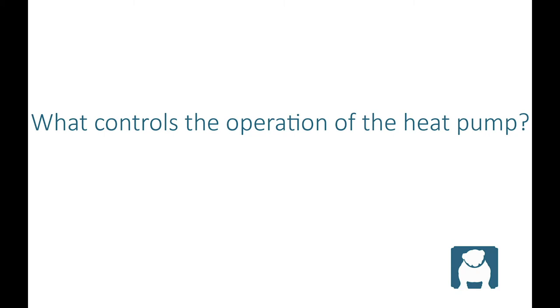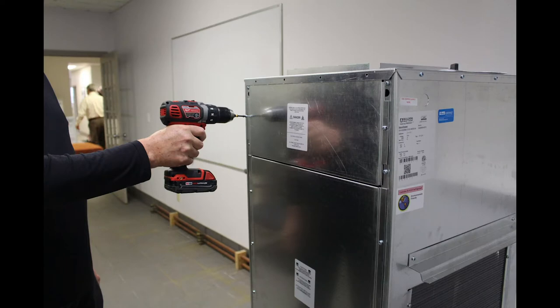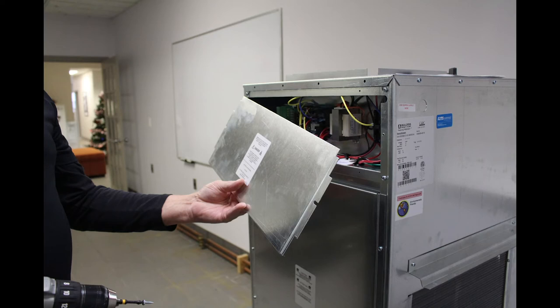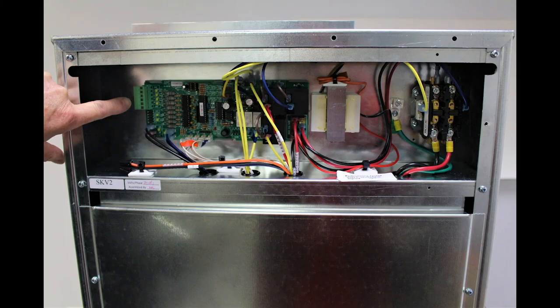What controls the operation of the heat pump? Well, the thermostat is certainly part of it. This is where the user decides whether they want heating, cooling, or no operation. But what really controls the operation of the heat pump is the circuit board. The circuit board tells all the individual internal components when to come on and when to go off. The circuit board is located in the top electrical compartment and accessed by removing the electrical compartment cover.